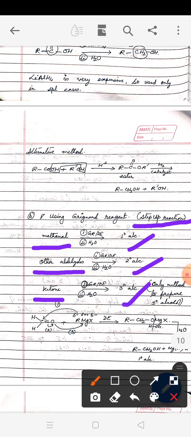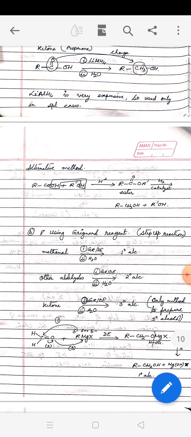You may note that this is the only method so far we have learned by which you can prepare a tertiary alcohol. So far whatever methods we have discussed, they can give you only primary or secondary alcohol, not tertiary alcohol. Now what is the mechanism?